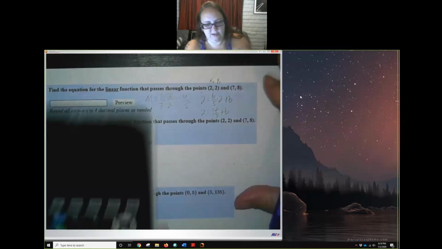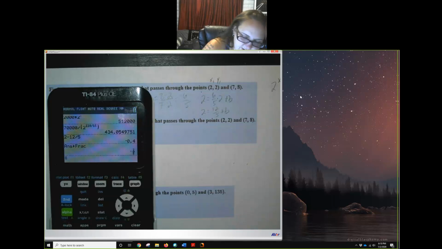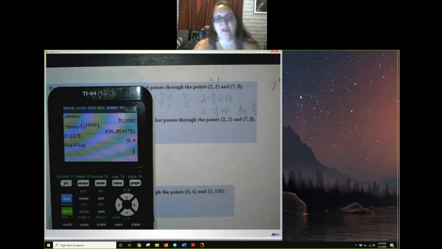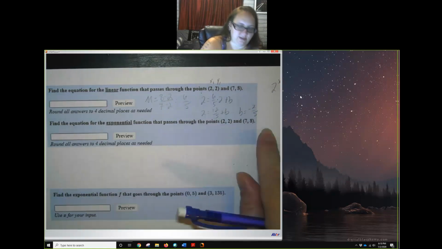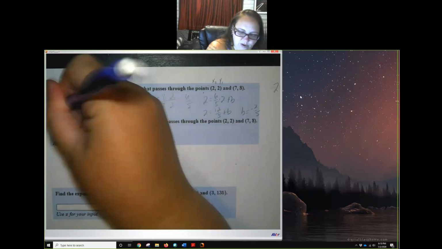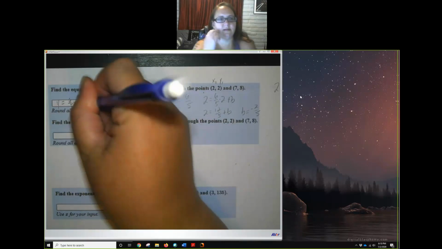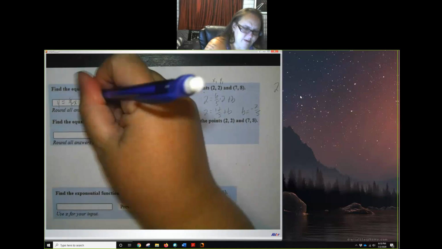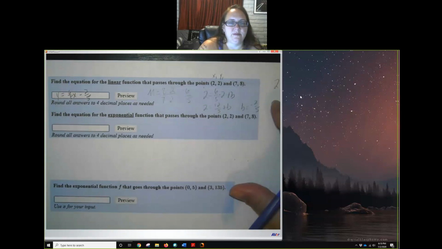So then 2 minus 12/5, math enter, enter. So our b value is negative 2/5. And then once you have your slope and your y-intercept, you say y equals 6/5 x minus 2/5. So that should be review.